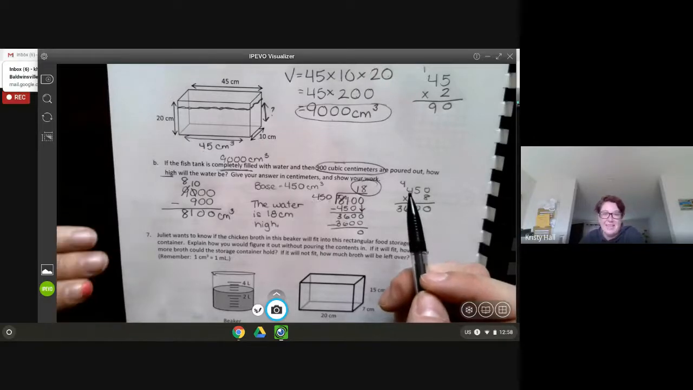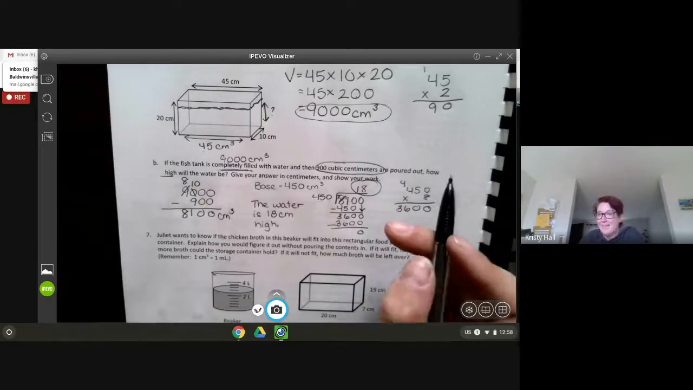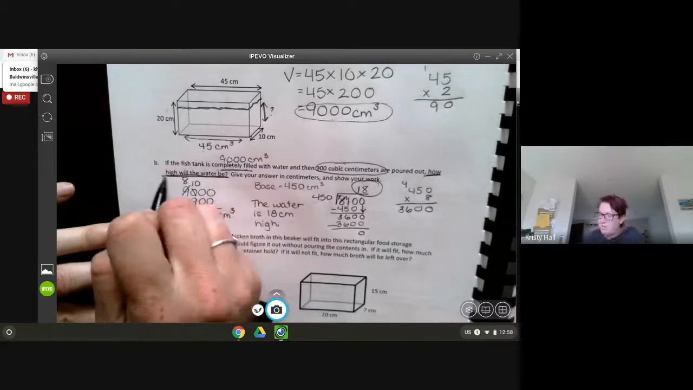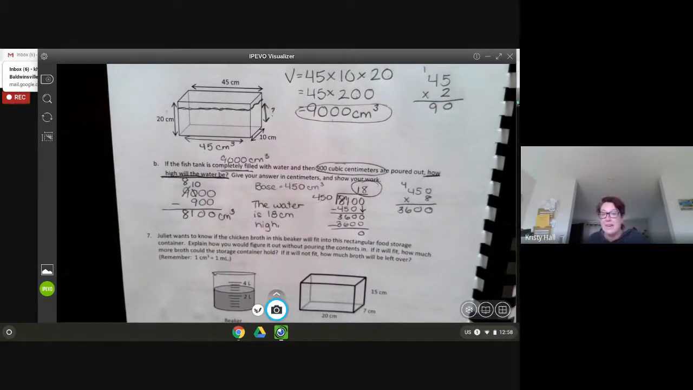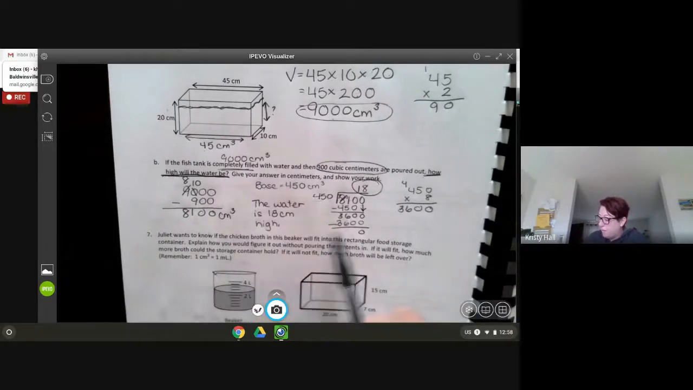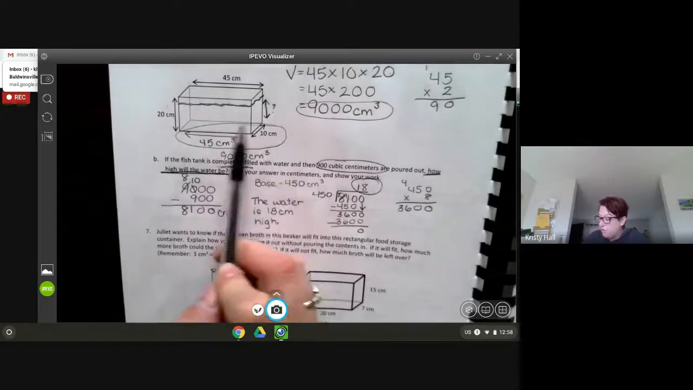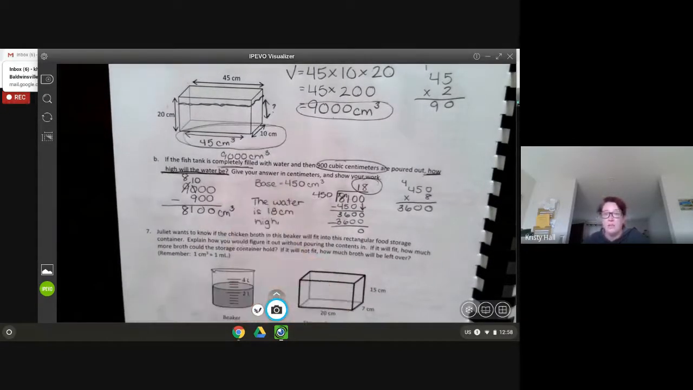that when I first did this, I almost skipped that step. So I had to go back and make sure I checked the question. I wanted to know how high the water would be, not just how much water would be left. So that's where we have to work backwards by figuring out the base using this information and then finding the new height.